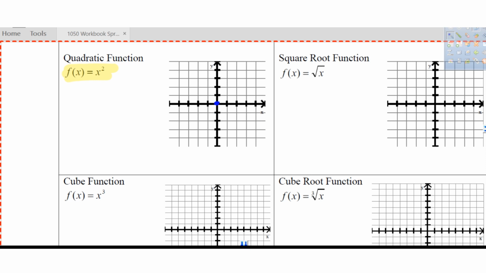And then what I need you to do is memorize the stretch of y equals x to the second, okay?